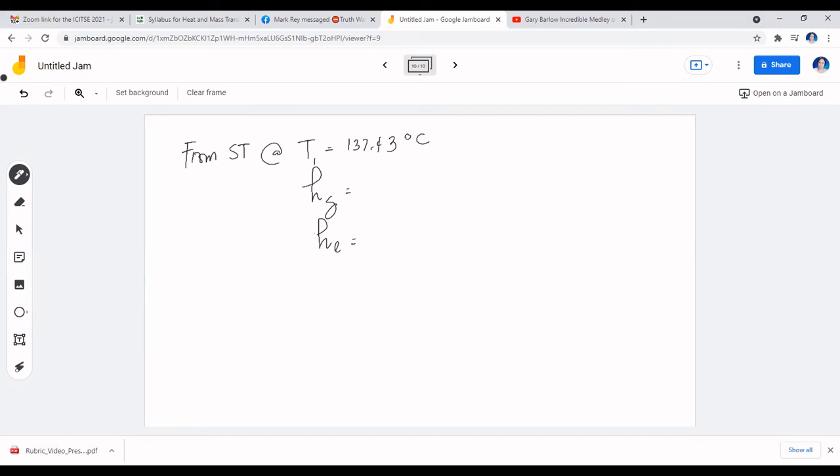But before that, I need the saturated vapor enthalpy and liquid in here. Can you please do that? I'll just give you a few minutes, maybe 3 to 5 minutes to do that. Get the saturated vapor enthalpy and liquid at this particular temperature, 137.43.